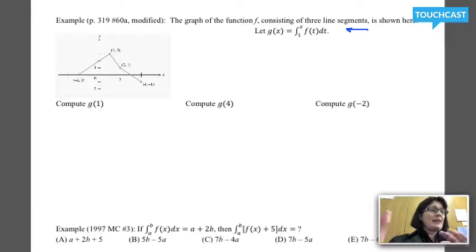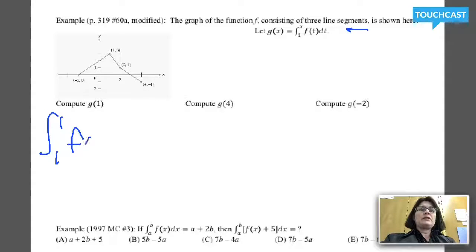Okay, that explanation was about what this function means. It's going to be really important later. You could answer these three questions here without really understanding that function too much. Notice I've been asked to compute g of 1. G of 1 means take the original g function and everywhere you see an x, replace it with a 1. So if I see the integral from 1 to x of f of t dt, and I replace the x with 1, now I have the integral from 1 to 1 of f of t dt. Can I evaluate this integral?